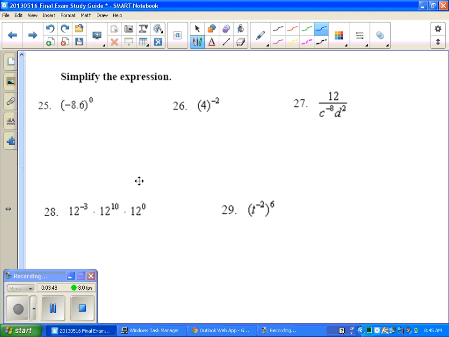So we have, for number 25, it says -8.6 to the 0 power. Anything to the 0 power is 1. You don't have to do any figuring for that. Remember, anything to the 0 power is 1.